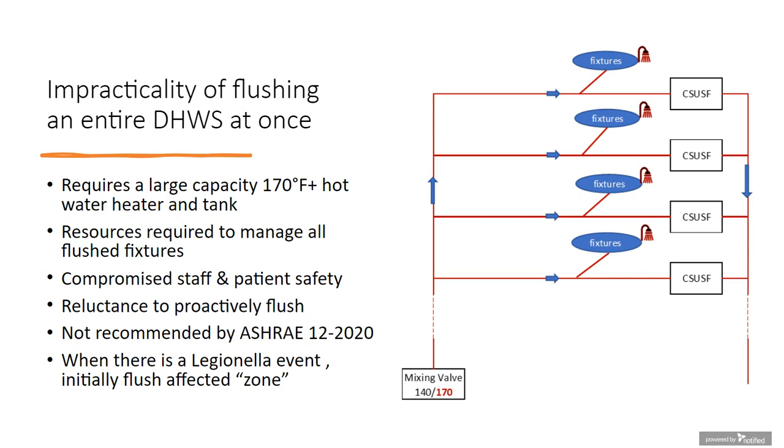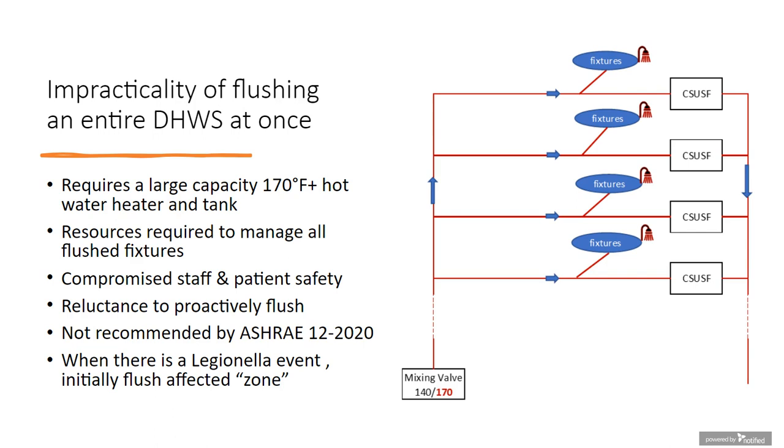So it's highly impractical to assume that you can flush an entire domestic hot water system at one time. That's one of the things I got out of talking to a lot of the engineers that were tasked with this process: I think their basic assumption was that they were going to flush the whole system at one time. Well, if you look at the sketch on the right here, I'm only showing 4 branches of a domestic hot water system. It could be as many as 50 to 100 in some locations.